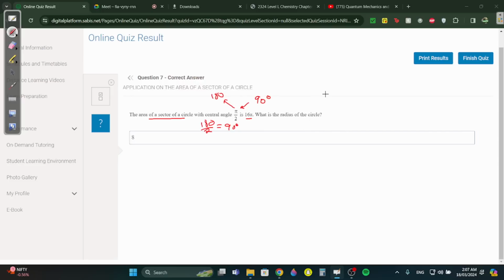What's the radius? What's the formula for the area of a sector? It's theta over 360 times pi r squared. This equals 16 pi. First of all, let's substitute. Theta we said is 90 degrees. So 90 over 360 times pi r squared equals 16 pi. Let's cancel pi with pi. Let's divide by 90 over 360 on the other side. You're going to get 64 on the other side. So r squared equals 64, because 16 divided by 90 over 360 is 64. How do you find r? r equals radical 64, which is 8.